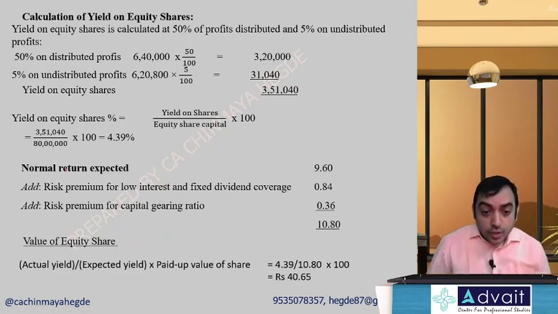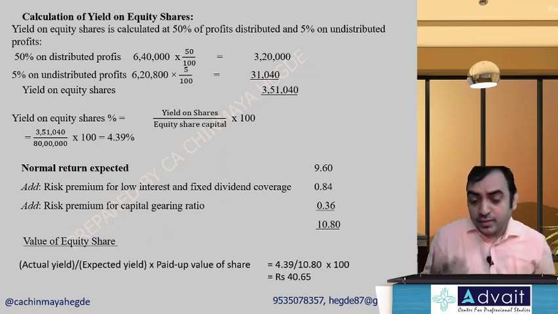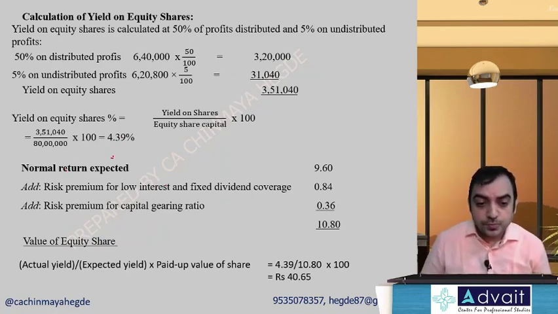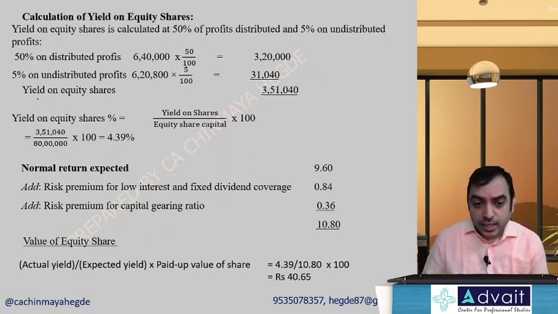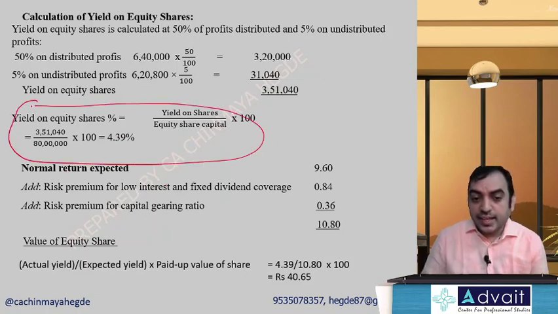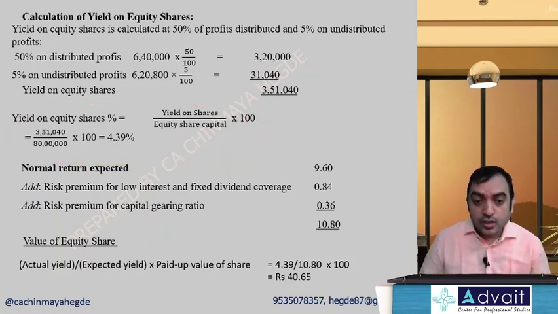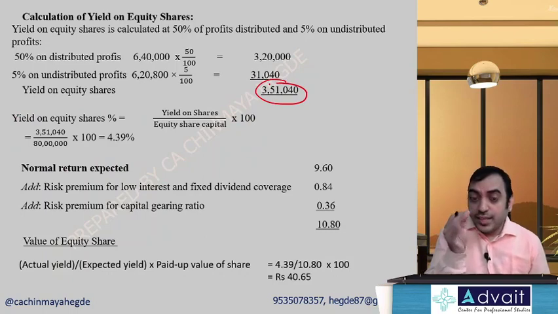Okay. Now, you can also calculate this in one more manner. Let me tell you that also. So, yield on equity share we got. Instead of calculating this on a percentage basis, we can calculate it on the value of the company itself. In the sense, we got 3,51,040. This is the yield.